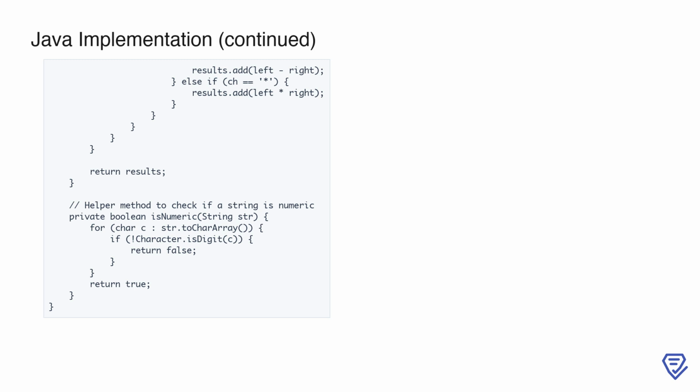The helper method isNumeric ensures that we can identify numeric strings by checking each character to confirm it's a digit. This method is crucial for handling the base case. Overall, this implementation uses recursion to explore all possible ways to parenthesize the expression and compute the results efficiently.